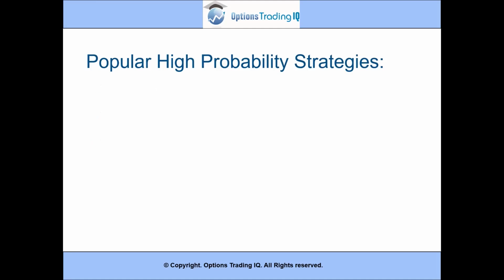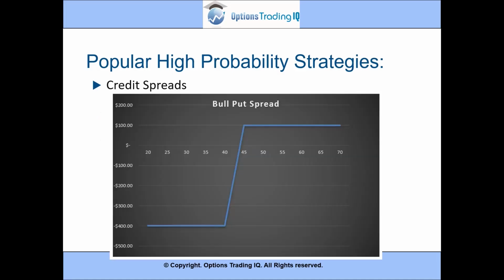Some of the most popular high probability strategies include credit spreads. That's probably our number one. It's a really great strategy for beginner traders to get their feet wet. They've got defined risk. And as you can see here, this is a typical setup. Let's say the stock's trading at about 55. We might sell a 45 to 40 put spread. We receive $100 in premium and we've got $400 at risk. So that's a pretty standard setup for a credit spread.